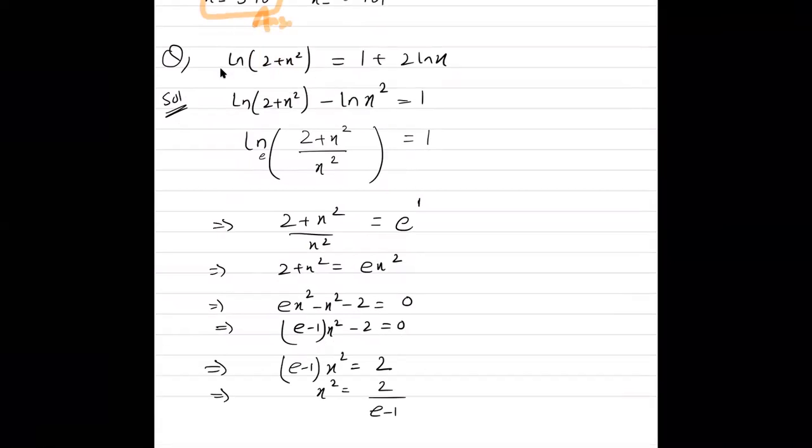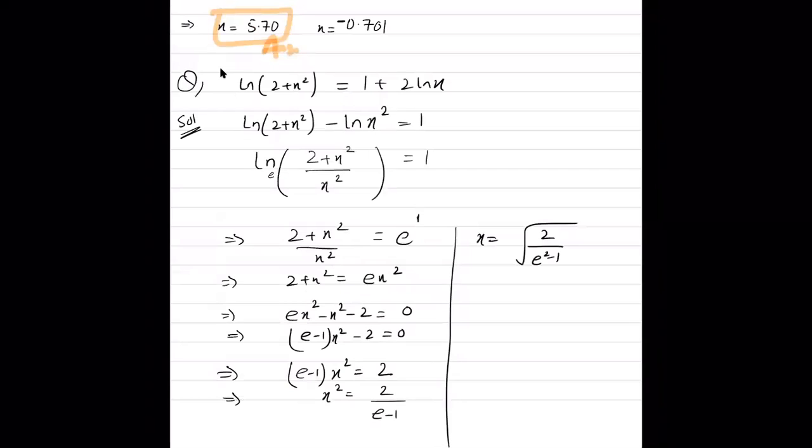E minus 1 was being multiplied on the left hand side. On the right hand side, it can be written as a denominator. X square is going to be equal to 2 upon e minus 1. Now, if the question says to give your answer in exact form, you give the square root of 2 upon e minus 1. But if the question says correct to three significant figures, then you can evaluate this answer from your calculator.